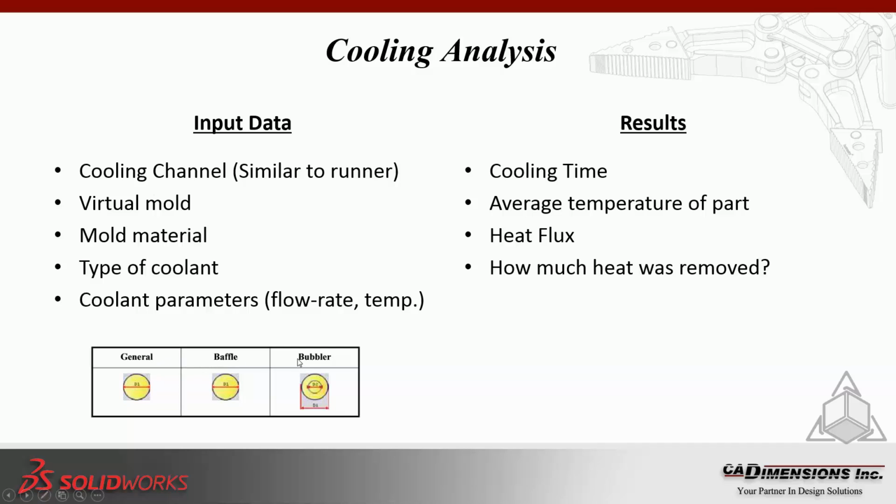So there's three, well known in the industry: general, baffle, or bubbler, where you have two channels within one cylinder. You also have to set up a virtual mold. A virtual mold essentially is where the cooling channel is running through. Now you also have to set a mold temperature and the type of coolant that's running through that mold. Besides that, you also have your coolant parameters, right? The flow rate, the temperature, the coolant starting at, and all that stuff.